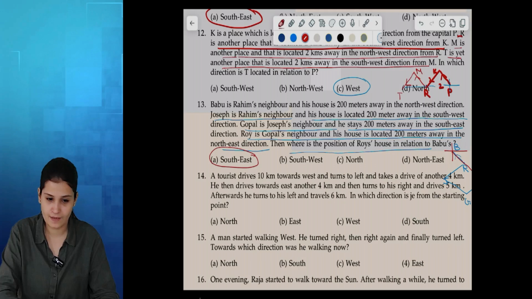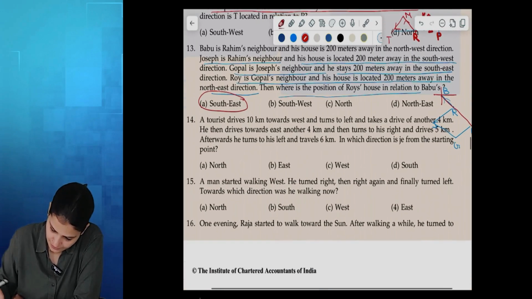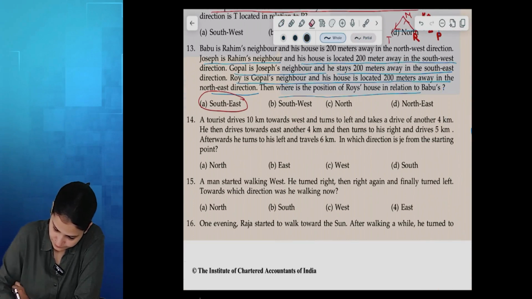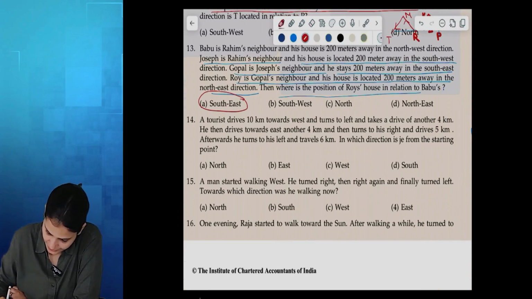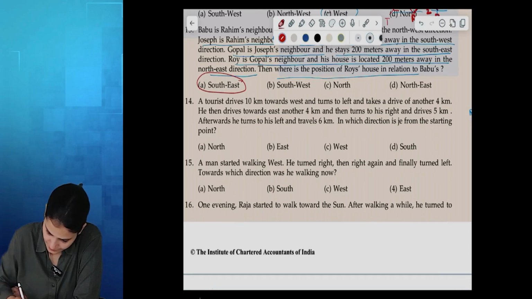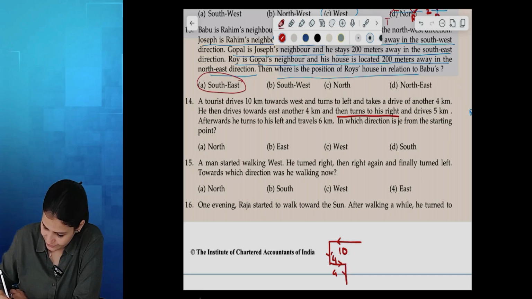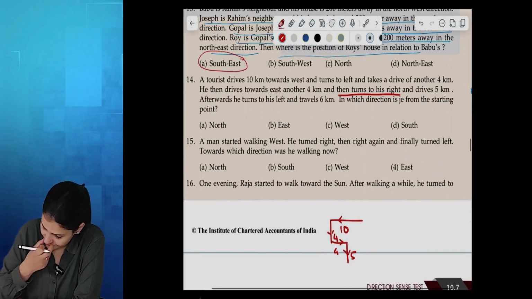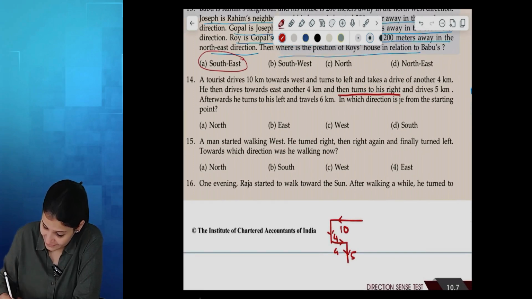Okay. 14. Answer. South. A tourist drives 10 kilometers towards west, turns to his left and drives another 4 kilometers. He then drives towards east another 4. Then turns to his right and drives 5 kilometers. Afterwards, he turns to his left and travels 6. So he already traveled 4. Now he is traveling another 6. So he has coincided with the starting position.